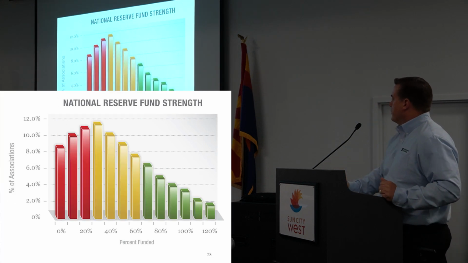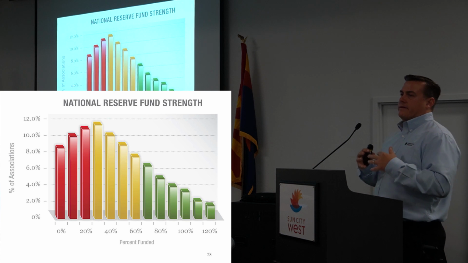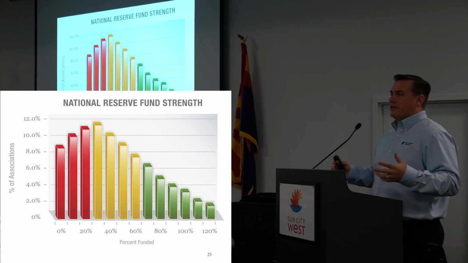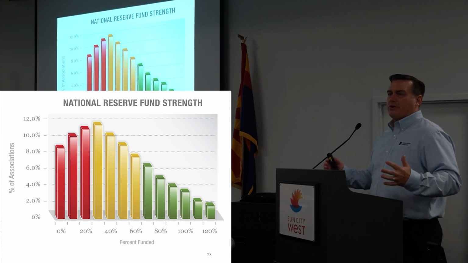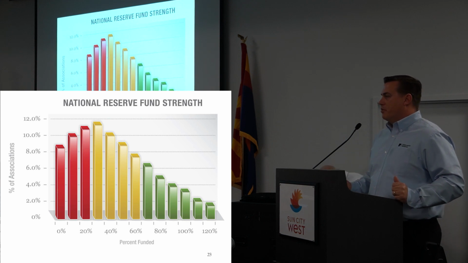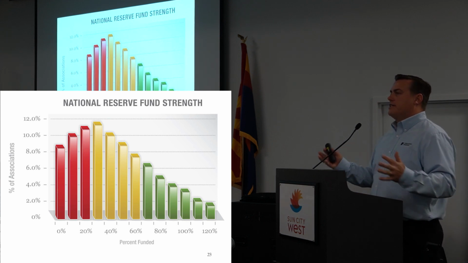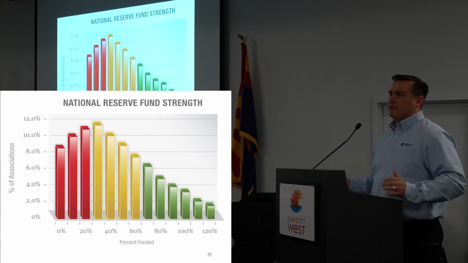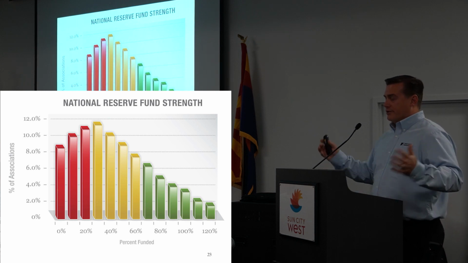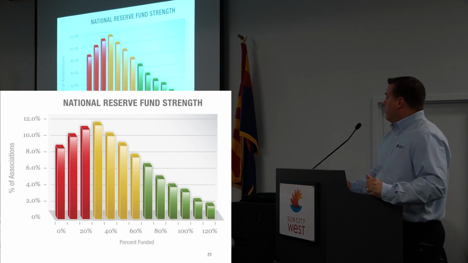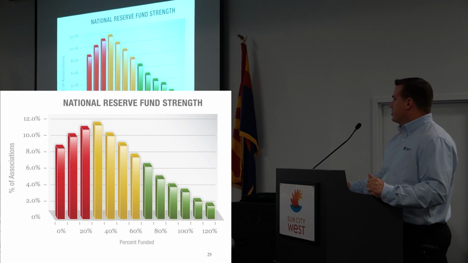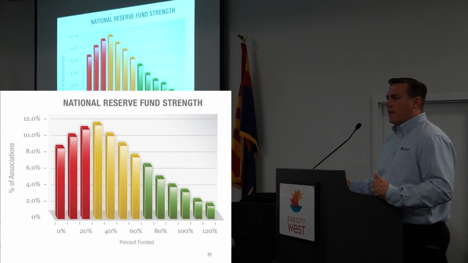Now this graph illustrates percent funded ratings for a sample of about 25,000 reserve studies we prepared over the years, just to give you an idea of where you fit in the spectrum of all the other communities. And what we find is that most associations are in that middle fair range, but there are plenty of others in that red weak range and in the green strong range.